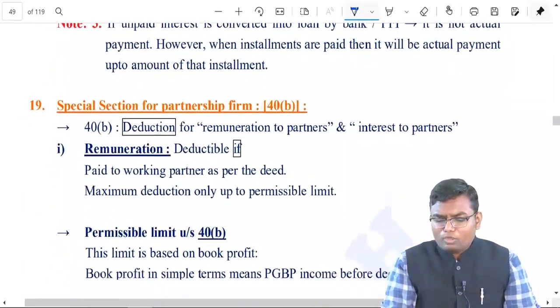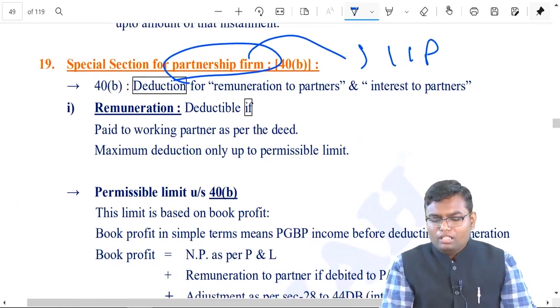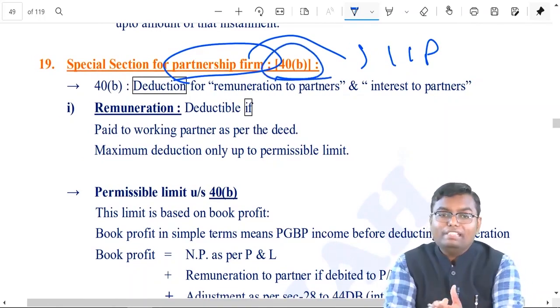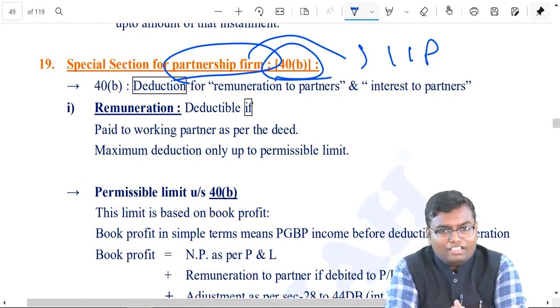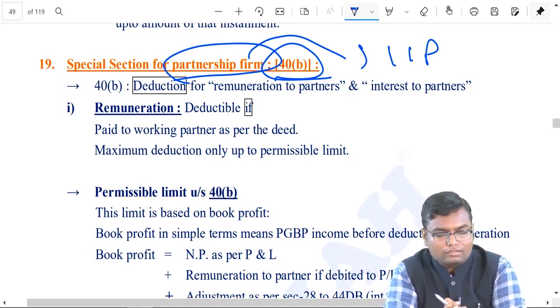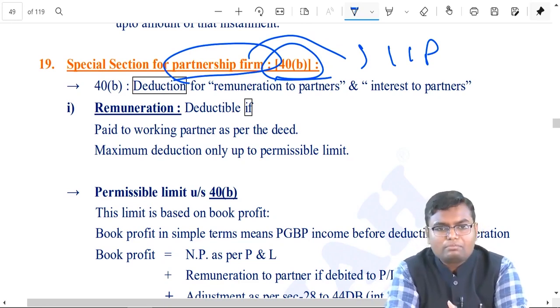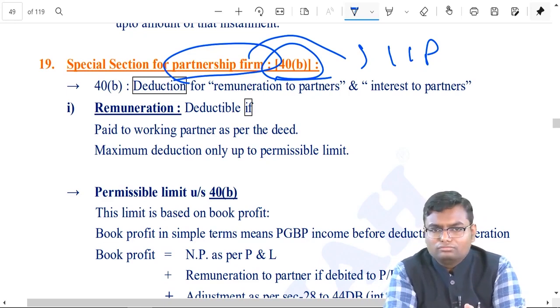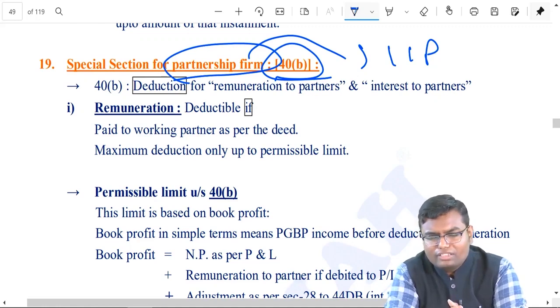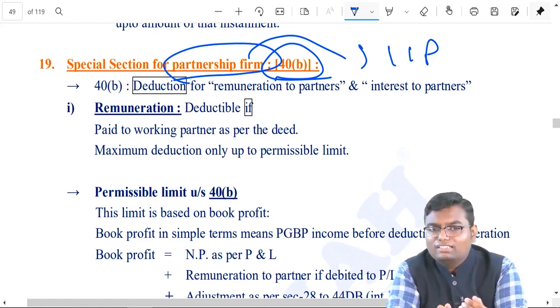Now one special provision is there which is only applicable if you are a partnership firm or limited liability partnership, which is mentioned under section 40 clause B. See, a partnership firm generally pays three things to partners: profit, remuneration, interest. Sir, commission, bonus, all that is called remuneration only for income tax purposes. Now profit is not an expenditure for the partnership firm, it is an appropriation, so no deduction for profit. Okay. What other two things is the firm paying? Remuneration and interest. For that, the partnership firm will get the deduction.